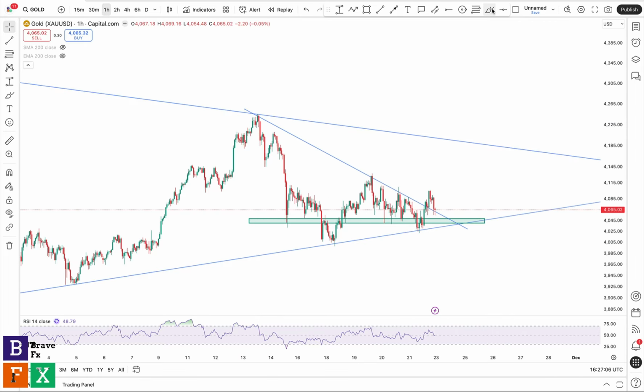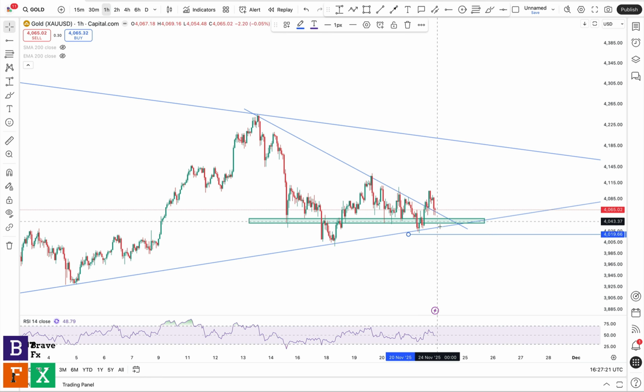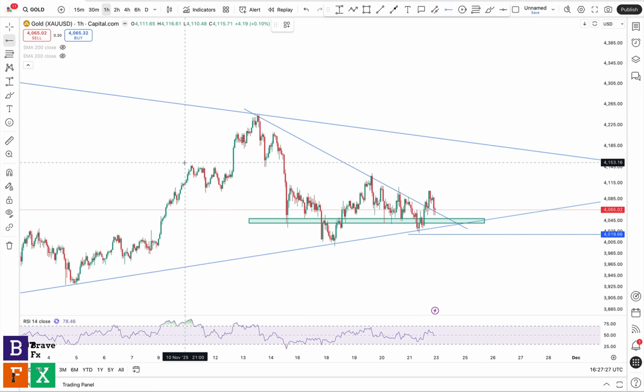So if you aren't in right now, I would say you could go in at the moment if you want to go aggressive, right? Your stop loss will be placed around these lows, because this low is going to be where we get invalidated, right? And the first take profit target will be around these highs, right?